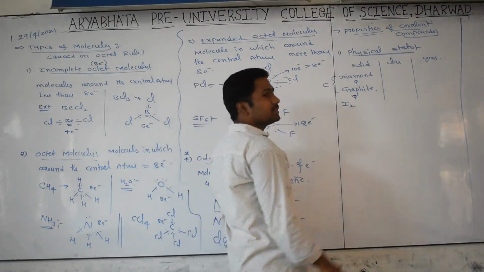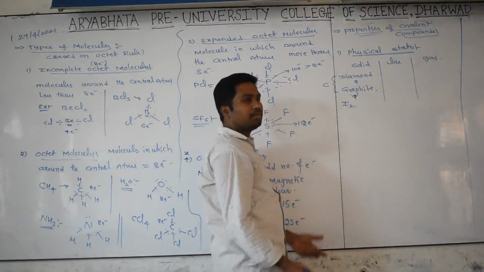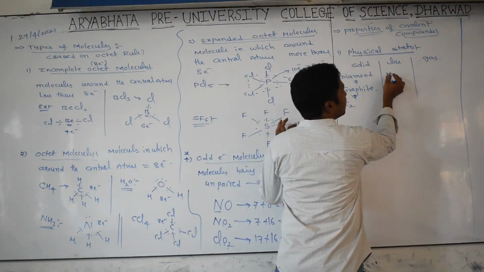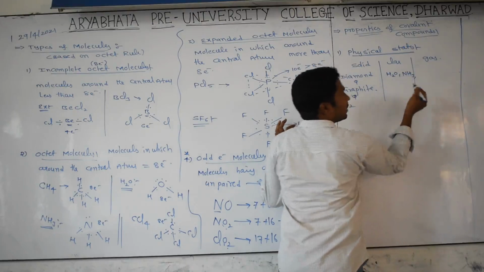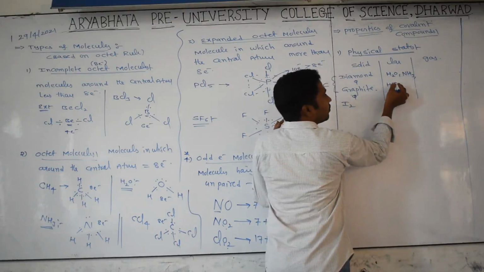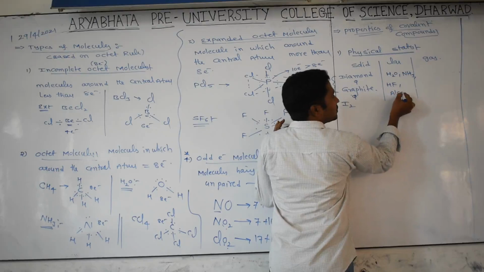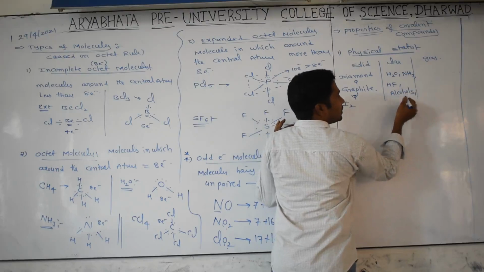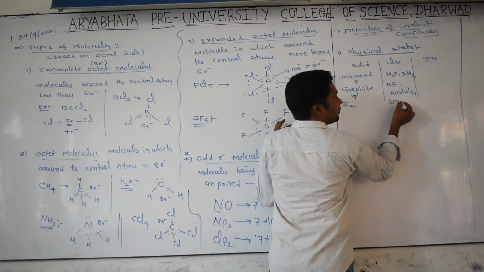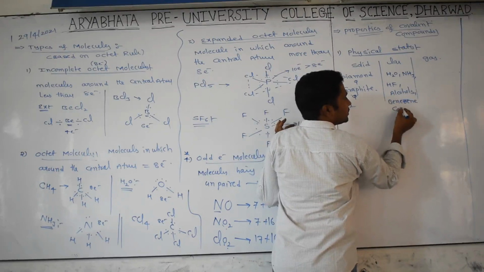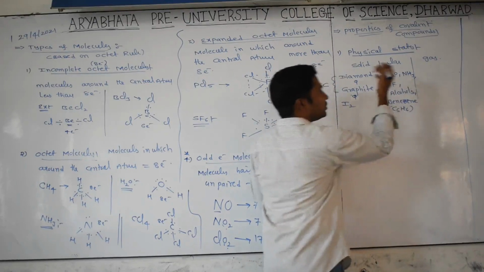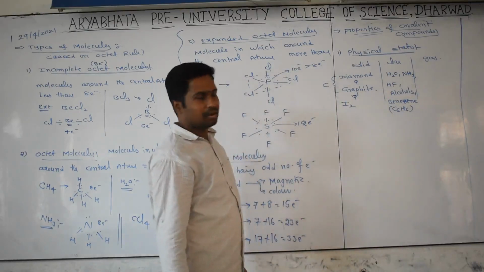Can you give me some examples for liquid covalent compounds? You know very well, water is a liquid covalent compound, ammonia is a liquid covalent compound, and we can take hydrogen fluoride and alcohols, and we can take benzene. I think you know the formula of benzene, C6H6. These are all liquid covalent compounds.